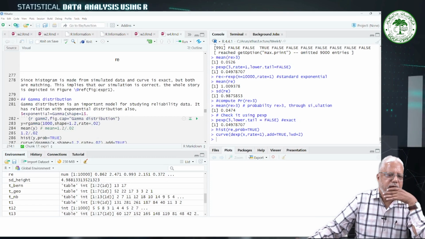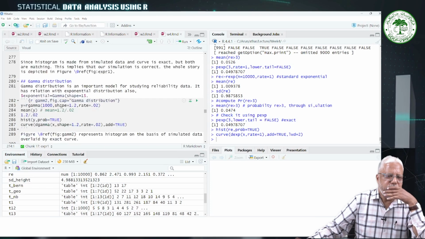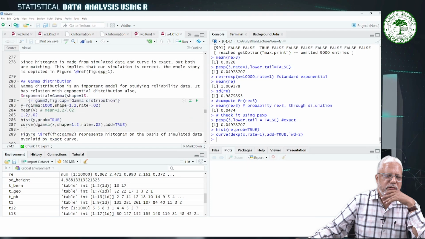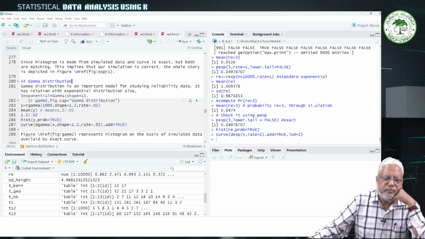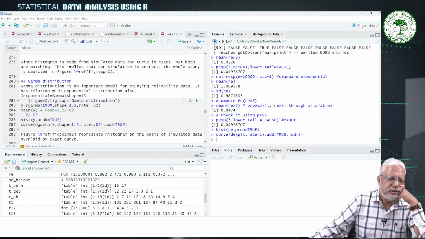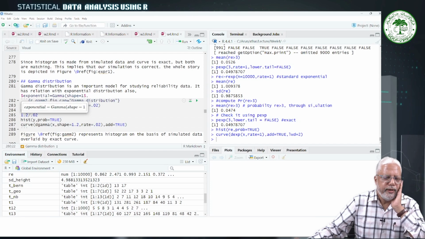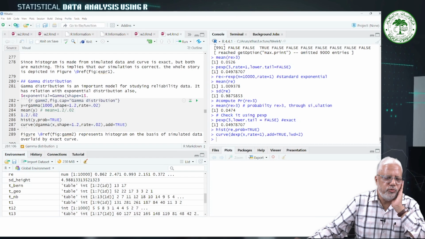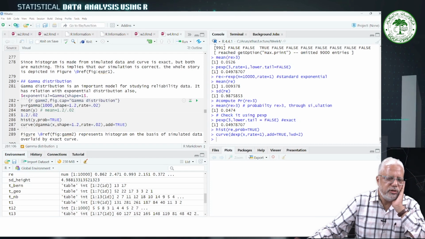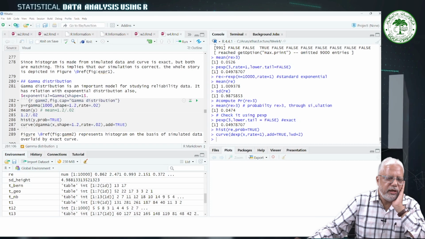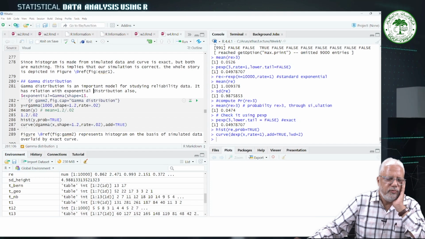Now, I shall talk about gamma distribution. Gamma distribution is also a very important distribution. Gamma is an important model for studying reliability data. It has a relation with exponential distribution also, because for gamma, if shape is equal to 1, it returns to exponential distribution. So, here y is equal to rgamma, 1000 observations are being simulated from gamma distribution with shape is equal to 1.2 and rate is equal to 0.02.